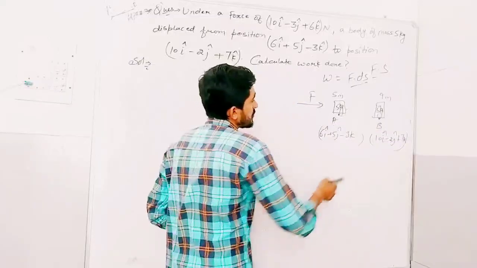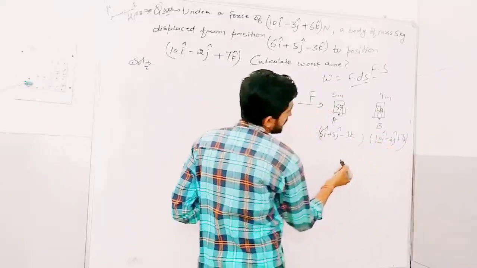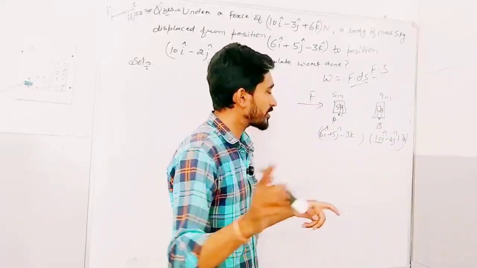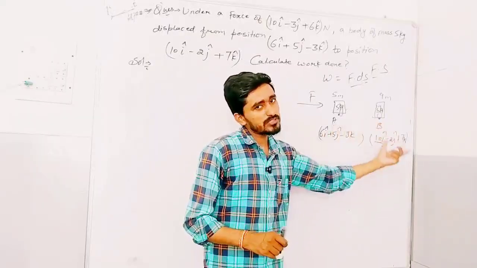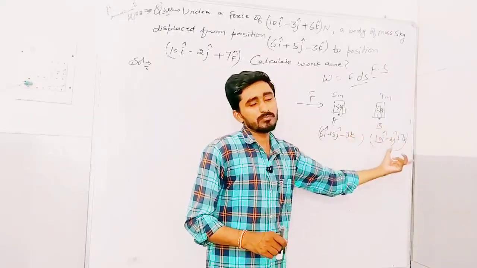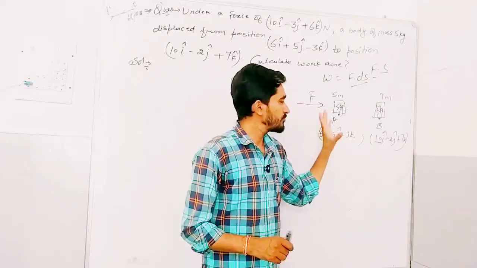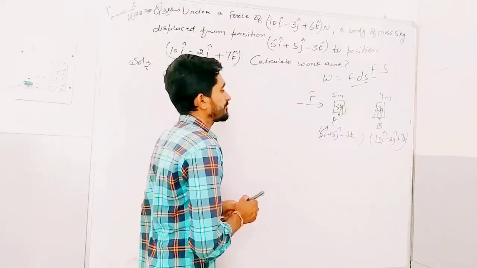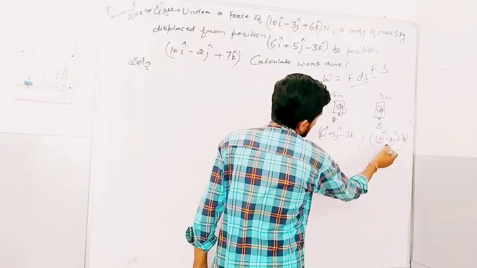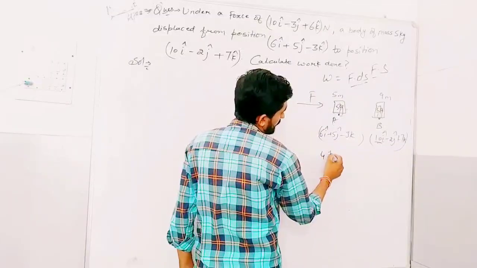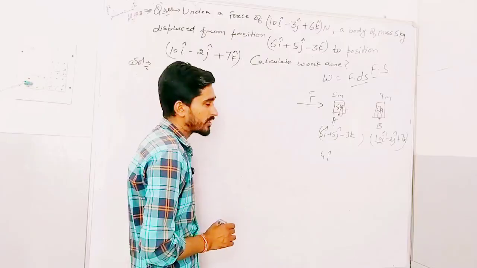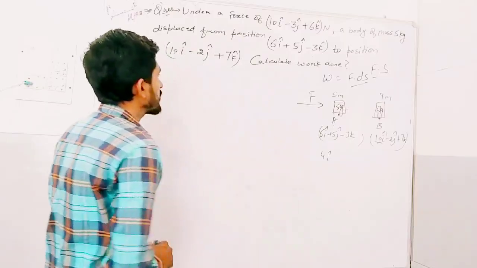Okay, let's do it. You have to keep in mind that i cap is subtracted from i cap, j cap from j cap, and k cap from k cap. We cannot shuffle these. Like 10 i cap minus 6 i cap will give 4 i cap. Do it in a proper way.